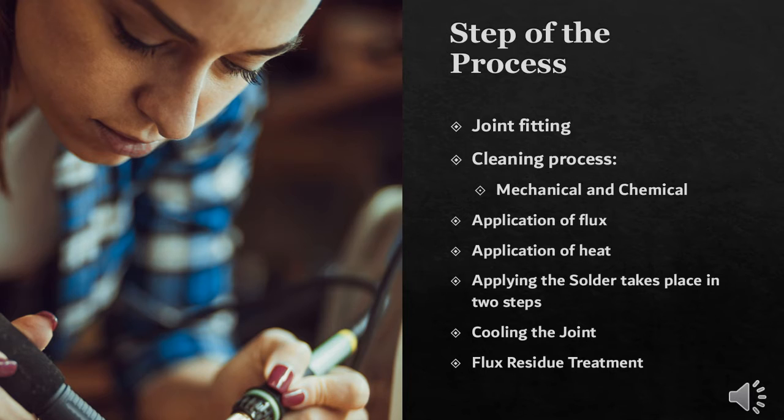At this flux step, you must remember that the flux must be capable of removing oxides and stopping them from reforming. And then the flux should permit displacement by the solder. And the last, the flux should promote wetting of the surface by the solder. After that, we go to the next process, which is application of heat. At this process, heating the joint evenly or uniformly is of utmost importance to ensure a sound joint.